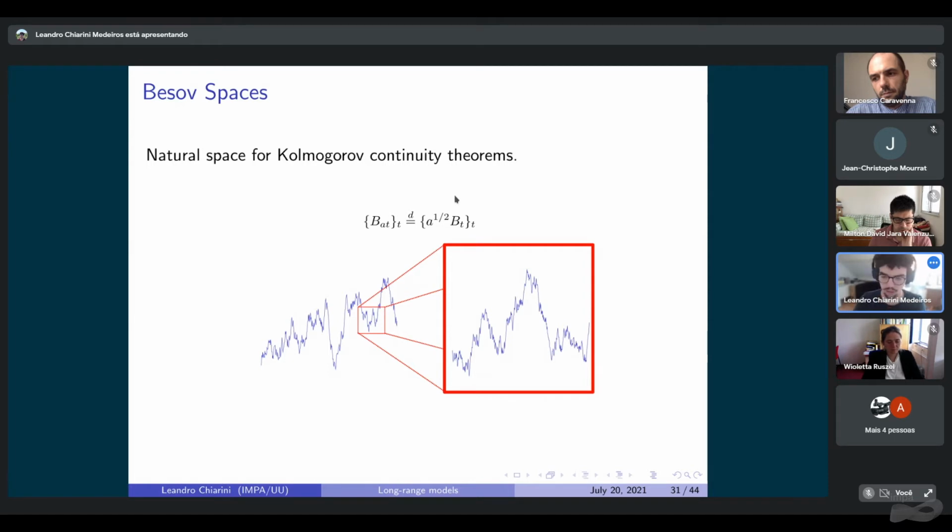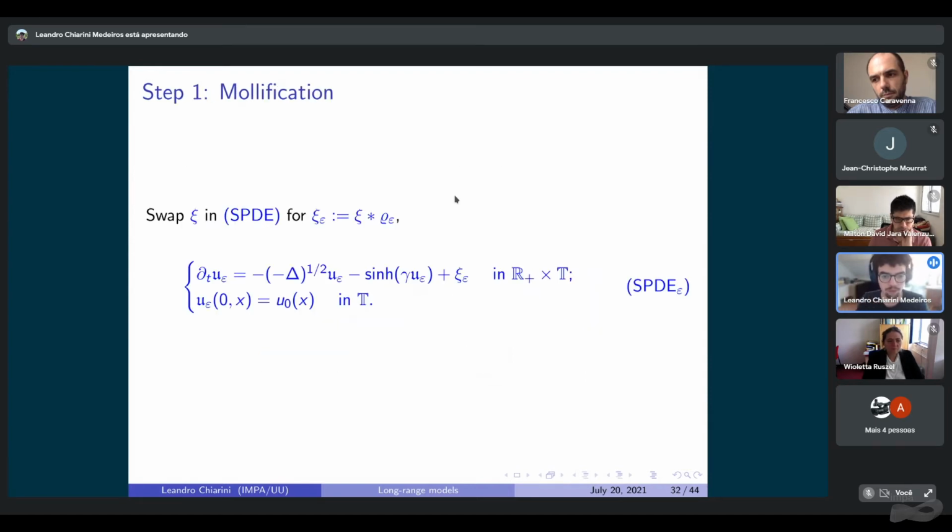Basically, you understand the rate of explosion around each point instead of the rate of convergence around each point. So this is the kind of space that we'll be working with. So let's apply our steps. Step 1, we regularize the noise, and that's our original equation. And so we just regularize the noise and denote the solution of such an equation by U epsilon.